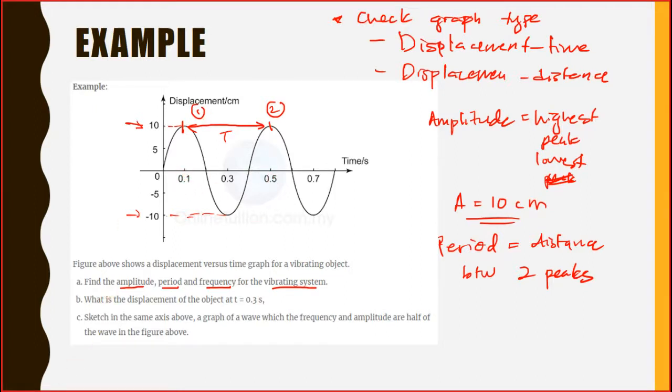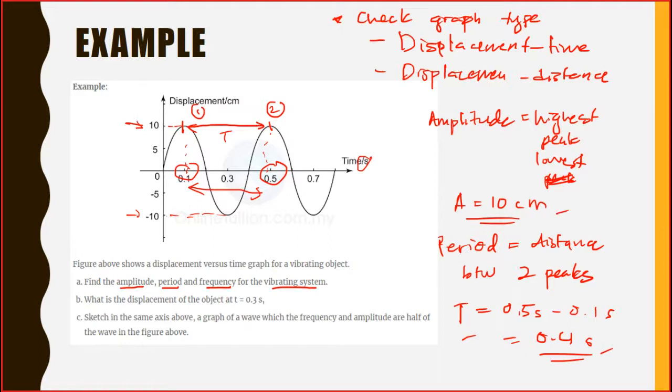So how do we find the period? Just look at this part, this is 0.1. Look at this part, this is 0.5. Just take the difference in the displacement, sorry, the distance, 0.5 minus 0.1. Oh, sorry, not cm, this is second. Forgive me on the unit. 0.5 second minus 0.1 second, so 0.4 second. The unit for time should be second. Amplitude should be displacement.